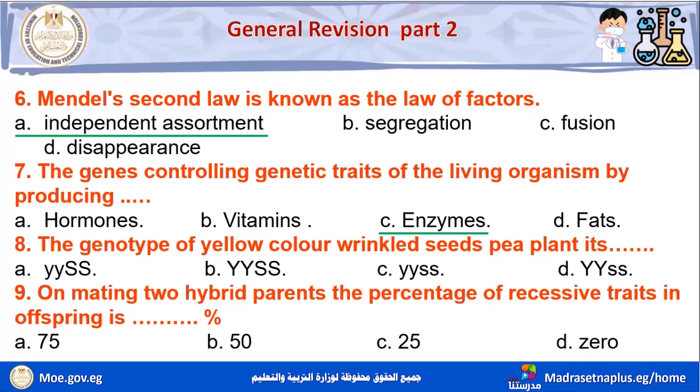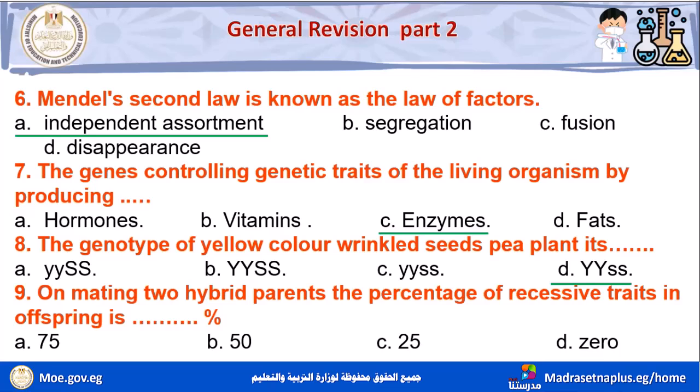The genotype or structure genes of yellow color wrinkled seeds pea plant is Y capital, s small, s small. Y capital, yellow seed, its color is a dominant trait. S small, wrinkled seed, is a recessive trait.